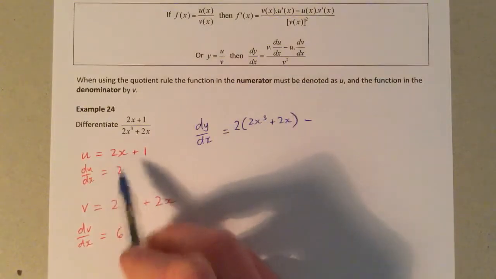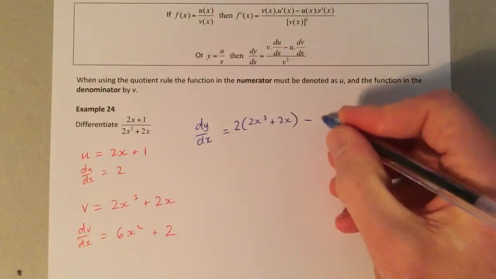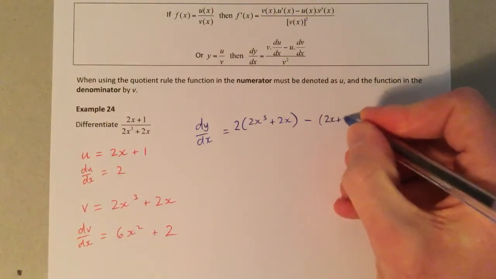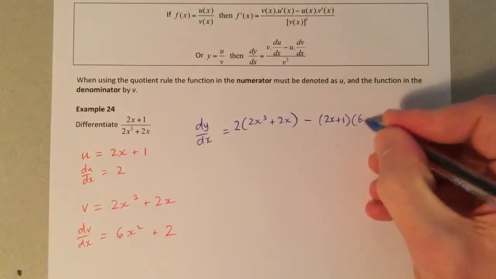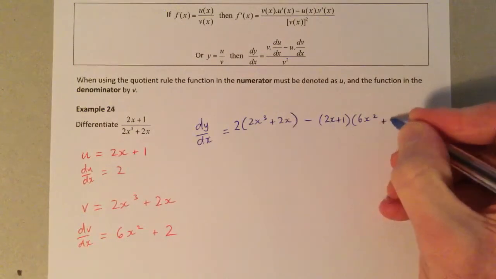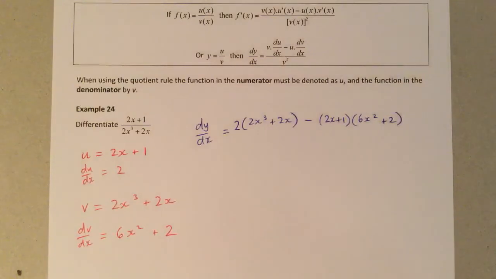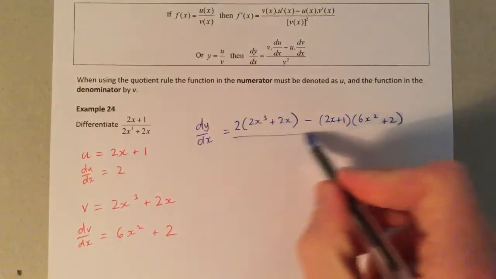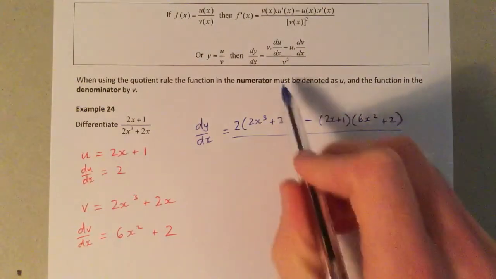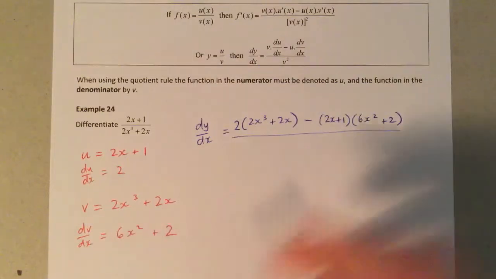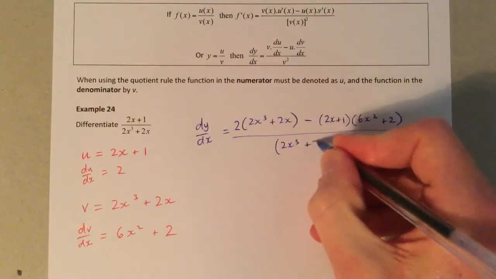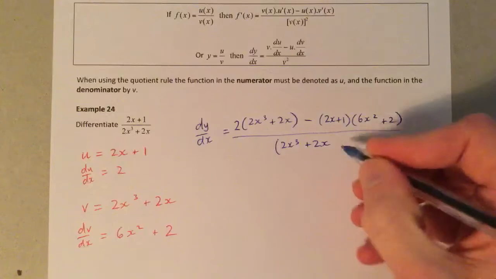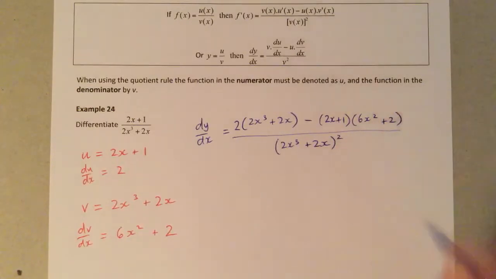So u, which is 2x + 1, times dv/dx, which is 6x squared + 2. And all of that is divided by v squared. And v in this question was 2x cubed + 2x. So it's all that raised to the power of 2.